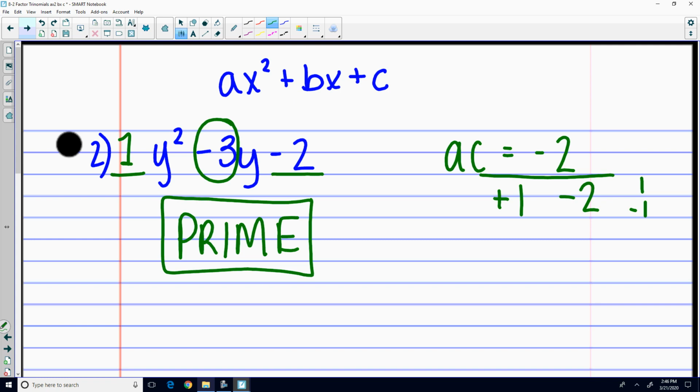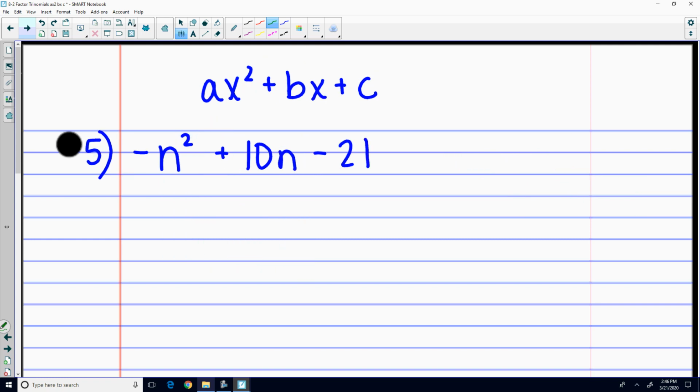All right, let's see if I wrote the next problem right. It should be number 5. I did. So number 5 is negative n squared plus 10n minus 21. You should see something weird right away in this problem. First of all, it's in order, but I have a negative on my problem. When I have a negative in the A position, that's not allowed. So we're going to pull that negative off, and if I pull it off, I flip the signs of everything inside. So I have n squared minus 10n plus 21. All right, so forget the negative on the outside for a moment.